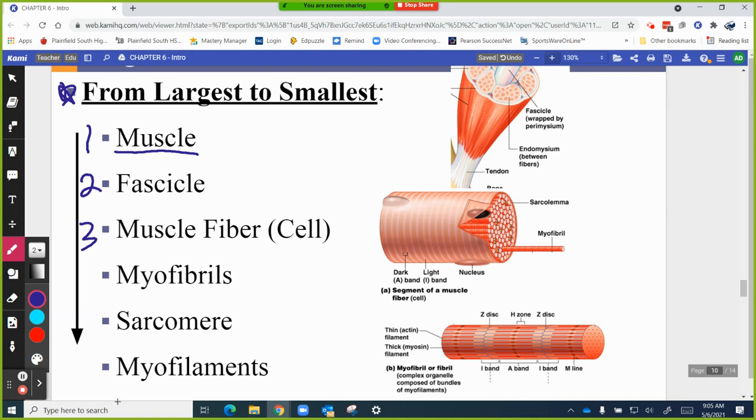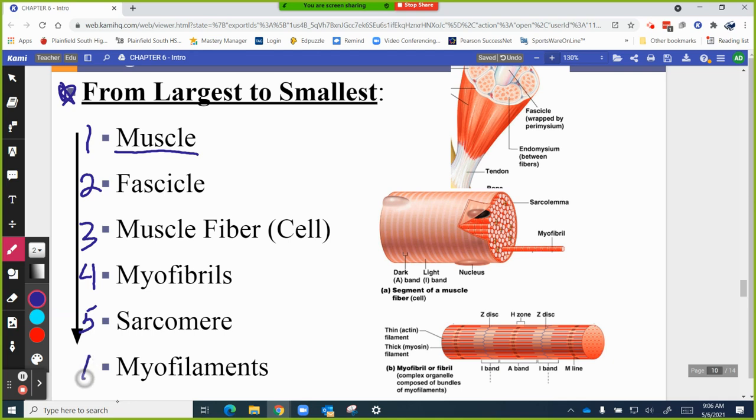Inside of that muscle fiber is going to be myofilaments. Those are your actin and myosin that we'll talk about here in a second. The next thing you have in line from there is the sarcomere. This is kind of the cell membrane, if you will, of the muscle cell. And then the last thing we have are these little myofilaments on the inside.